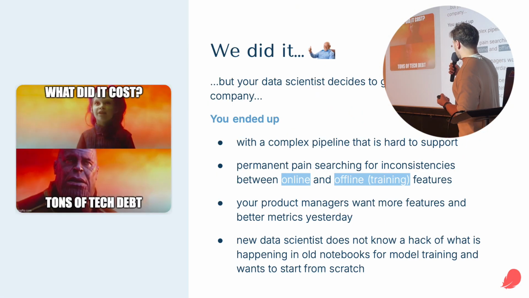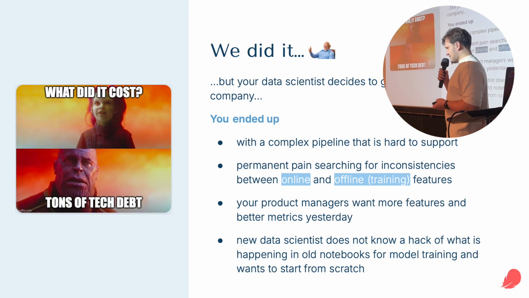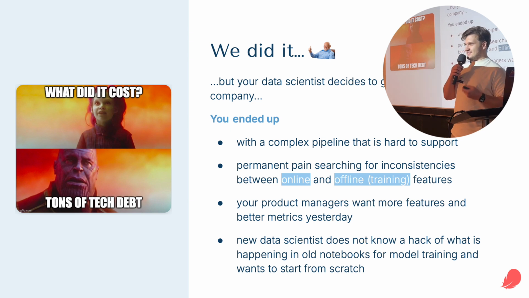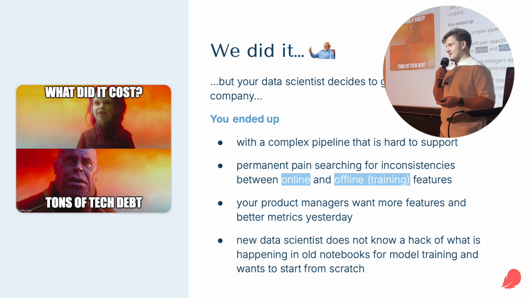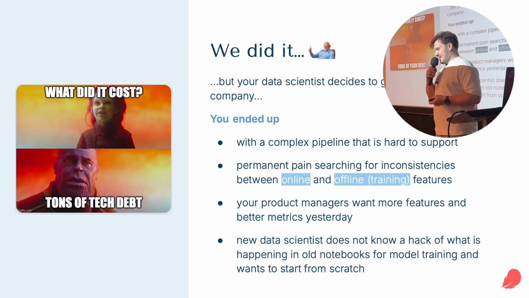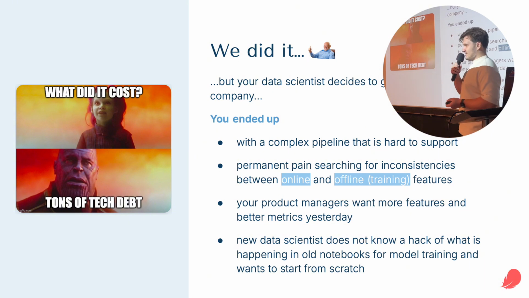Our Johnny is a professional, so he did it. But the data scientist decides to switch companies, and you end up with a really complex, fragile system. You are constantly seeking differences between offline and online data. And your product managers are demanding better metrics yesterday. And you hired a new data scientist, and this data scientist doesn't know the heck of what's going on in those notebooks, and he decides, I want to start from scratch. Because it's easier. Not easy for Johnny, but for data science, yes.